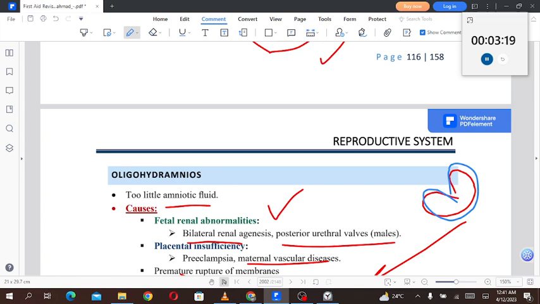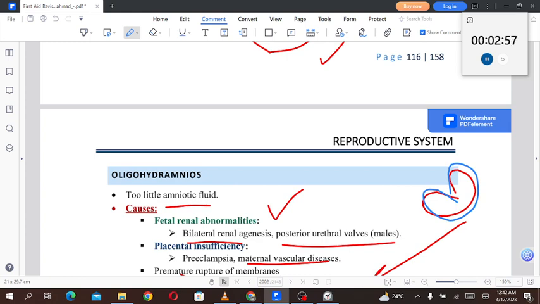Resultantly there will be flat facies, clubbed foot, and the chest will not be able to expand. That will result in pulmonary hypoplasia. Along with that, since there is a very low level of amniotic fluid, the amniotic fluid that was supposed to enter the lung and cause the pulmonary circulation of the amniotic fluid will not be there. So resultantly there will be pulmonary hypoplasia, and the whole sequence is called Potter sequence.